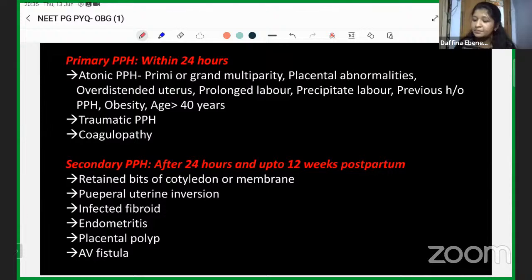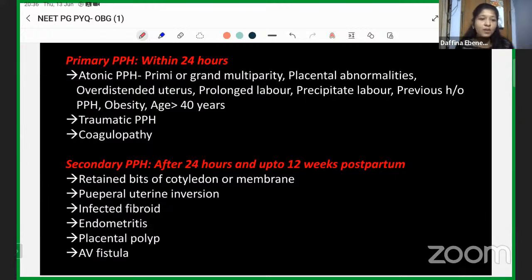if there's any placental abnormalities like placenta previa, placenta accreta, placenta increta, if there's a prolonged labor, precipitate labor, if there was a previous history of PPH, all these are going to predispose to atonic PPH. Basically, you needn't remember all this. Anything that's going to hamper with the contraction of the uterus is going to cause atonic PPH.